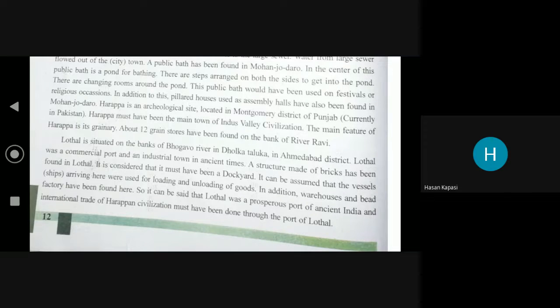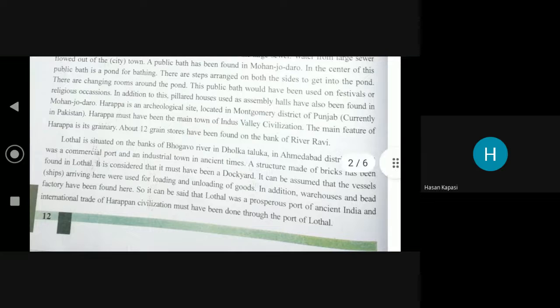One minute. The structure of brick found in Lothal is considered that it must have been a dockyard. Yes, understood everyone? Why is it considered important, say? Ma'am, a structure made of bricks has been found in Lothal. It is considered that it must have been a dockyard. Understood by everyone? Yes, ma'am, understood.